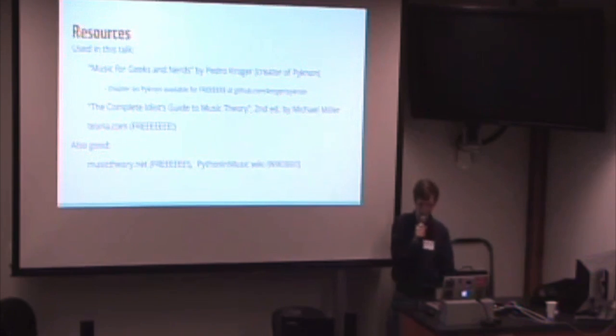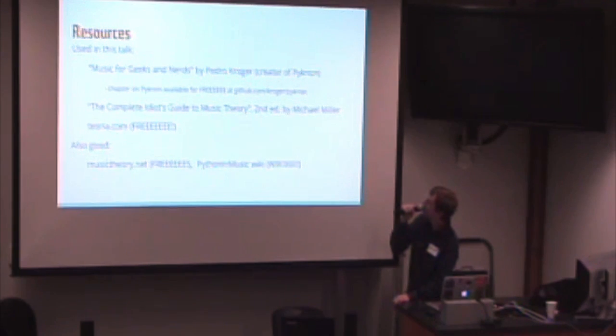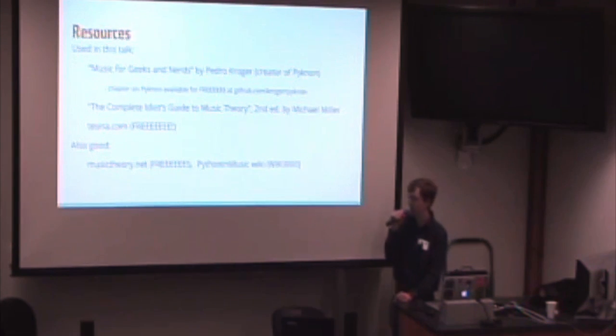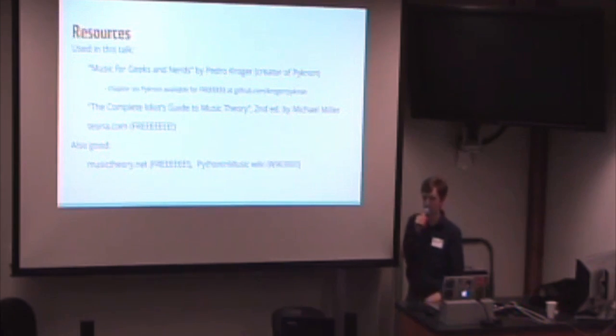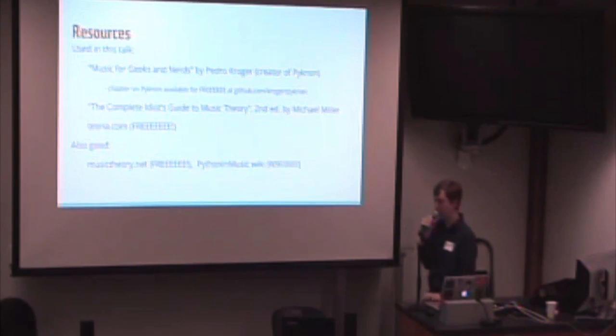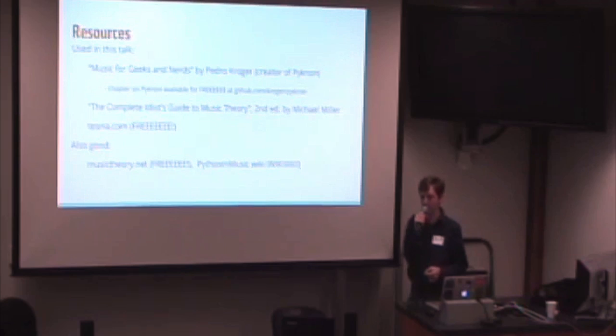So these are some resources that I used, some that I used in the talk. Pedro Kroger's book, Music for Geeks and Nerds. The chapter on Python available for free on GitHub. The Complete Idiot's Guide to Music Theory, which is not free, but still a good book. Teoria.com is an excellent free resource for learning music theory and reading music, and it goes over in more detail the actual notation and music theory concepts. Also good, musictheory.net. And the Python Music Wiki is where I discovered Python.